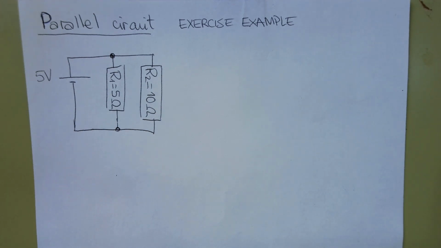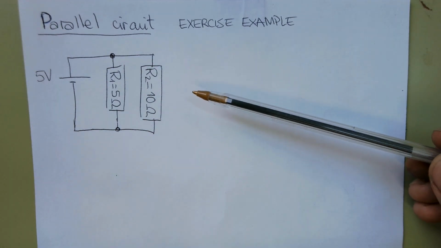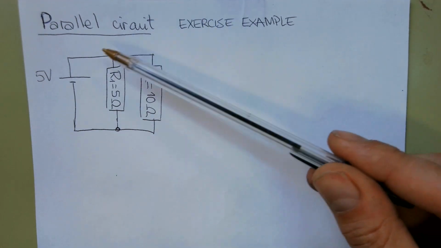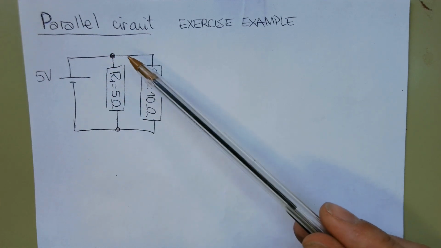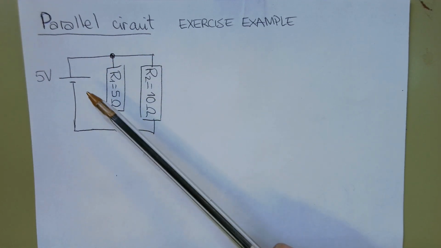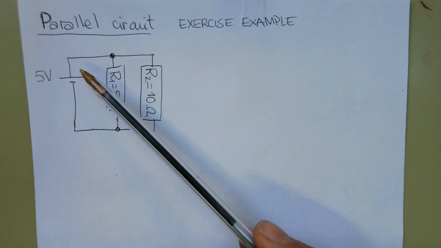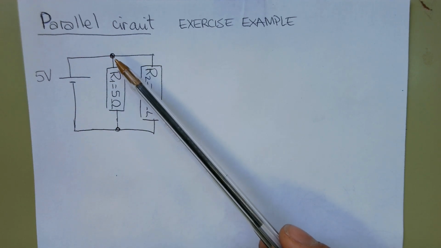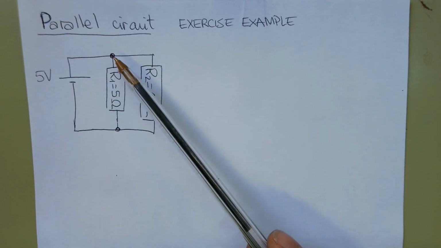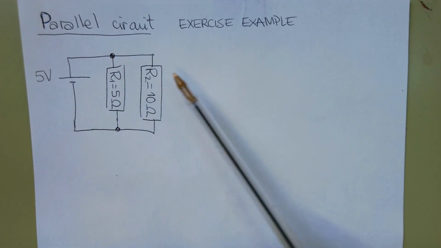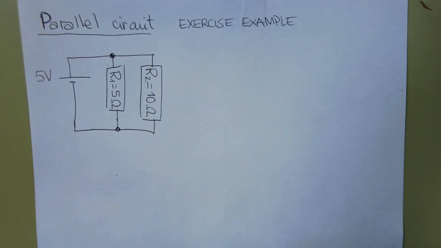Now we are going to solve a parallel circuit. Remember that when you have to solve an electric circuit, the first thing you have to do is recognize the type of circuit. This is a parallel circuit because we have two different ways for the electrons, not only one way. So the current leaving the battery is going to be split. It's going to be divided one way through resistor number one, another current going through resistor number two.